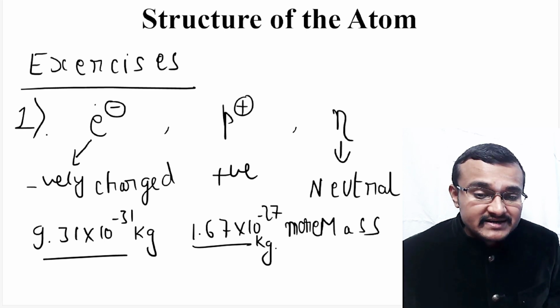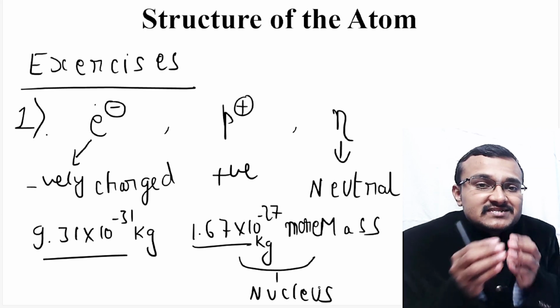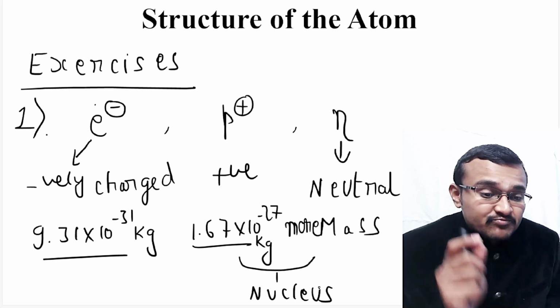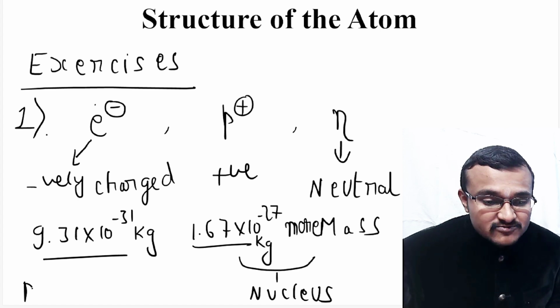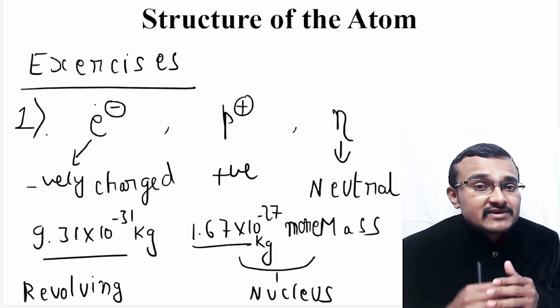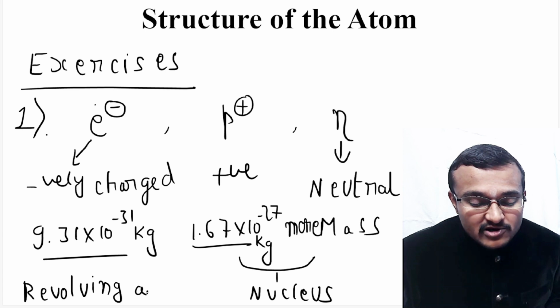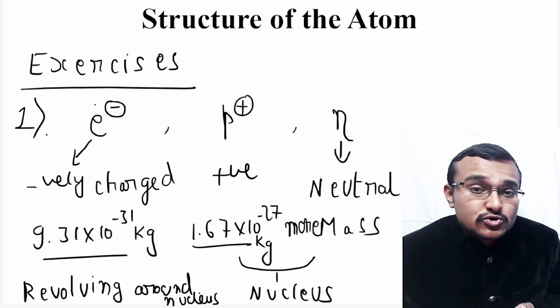Coming to the other property, protons and neutrons both exist inside the nucleus. In an atom, the nucleus is at the center of the atom, and in that nucleus both protons and neutrons will be there. But electrons will not be inside the nucleus; electrons will be revolving around the nucleus. If you refer to my previous videos, you can identify more properties related to electrons, protons and neutrons.